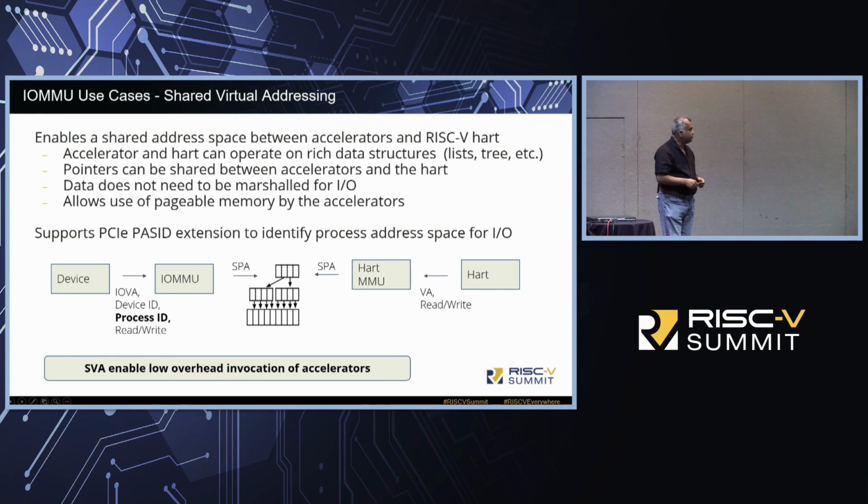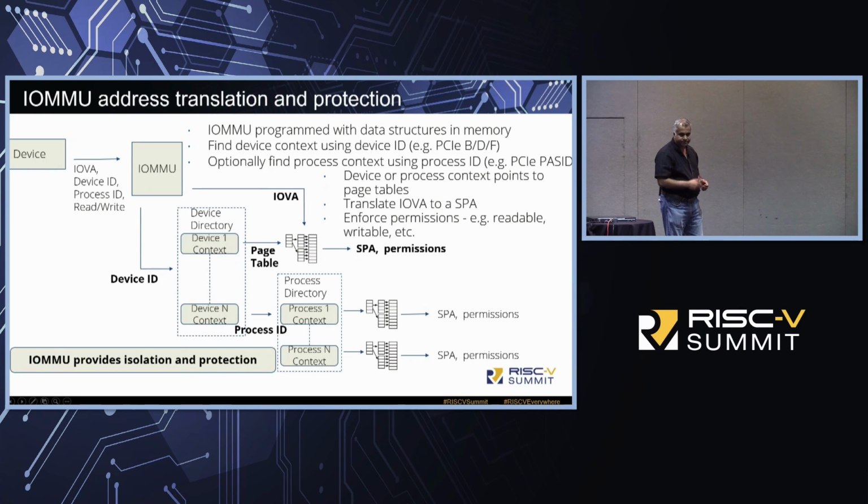To do that, just like on the hart, you have the virtual addresses being translated by a hart MMU to a system physical address, enforcing the read-write permissions. You want the device to be able to access using the same virtual address, but then have the IOMMU enforce, using the IDs provided by the device, which address spaces it can access and translate that virtual address to a physical address, so that both the hart and the accelerator can work on a common data structure. So this enables your low overhead invocation of accelerators.